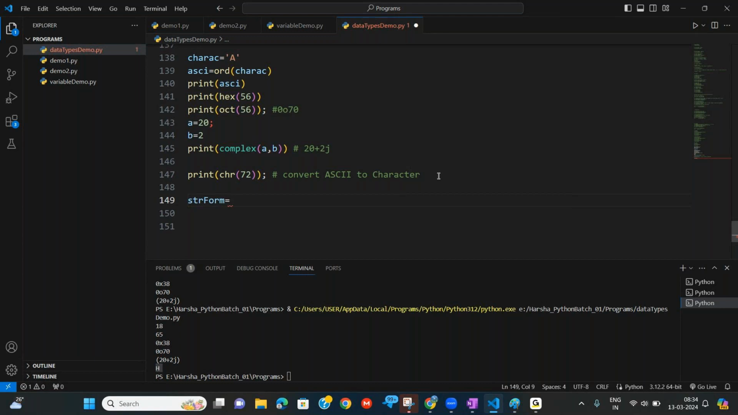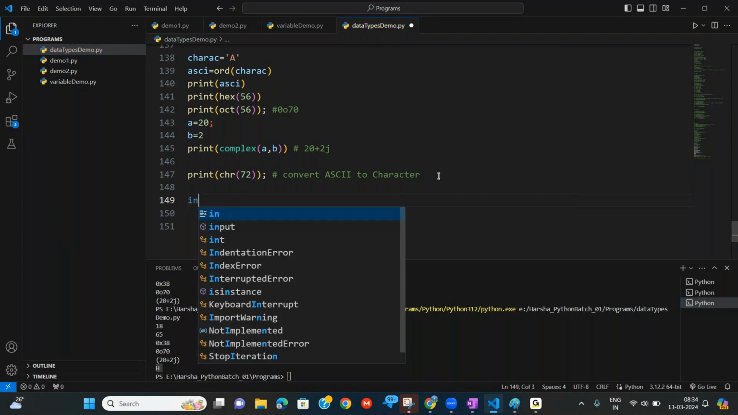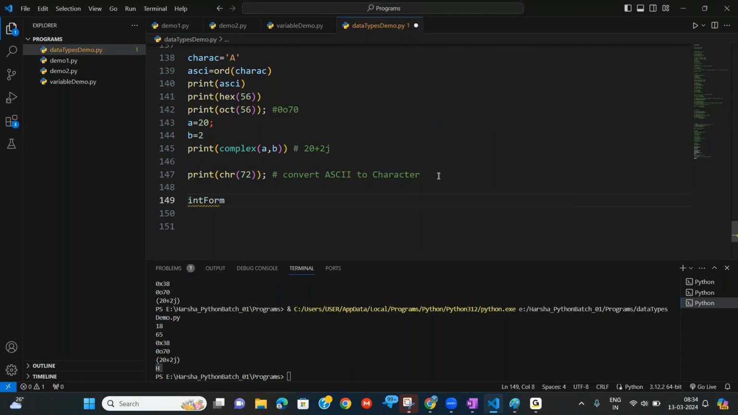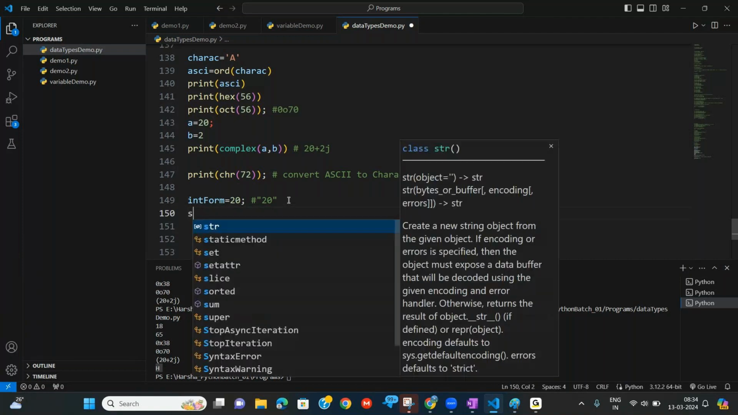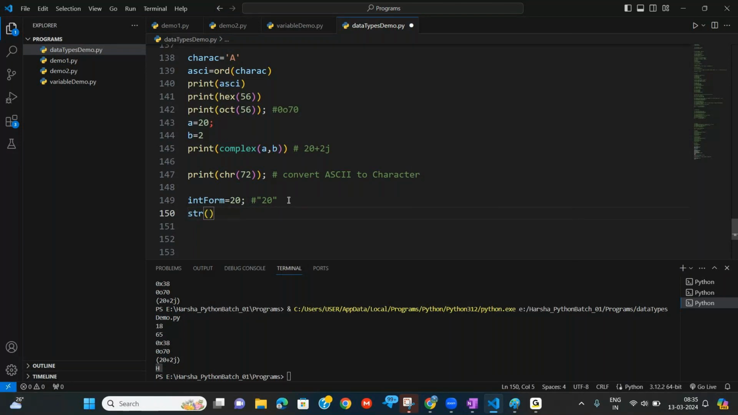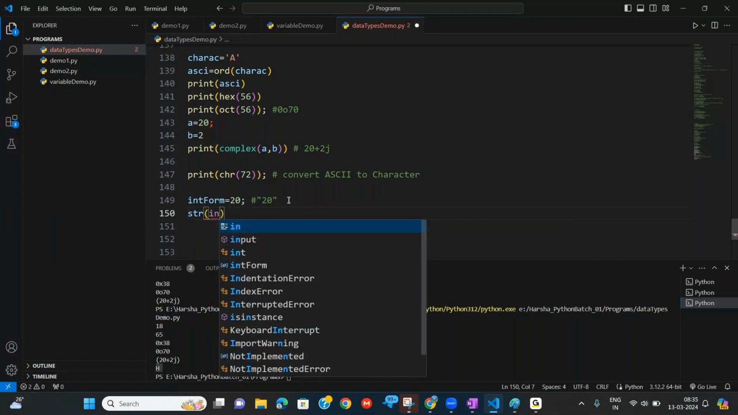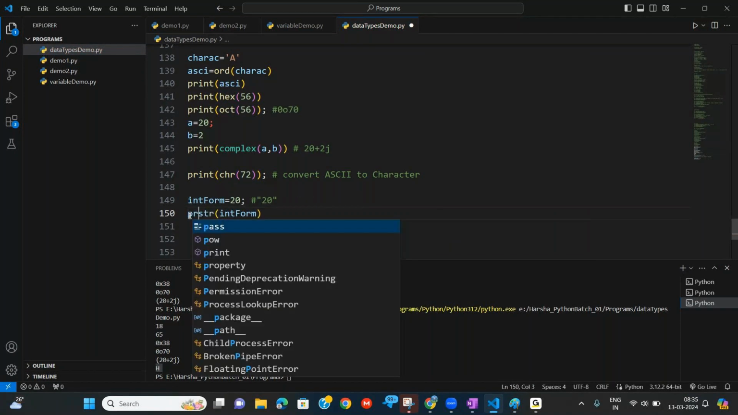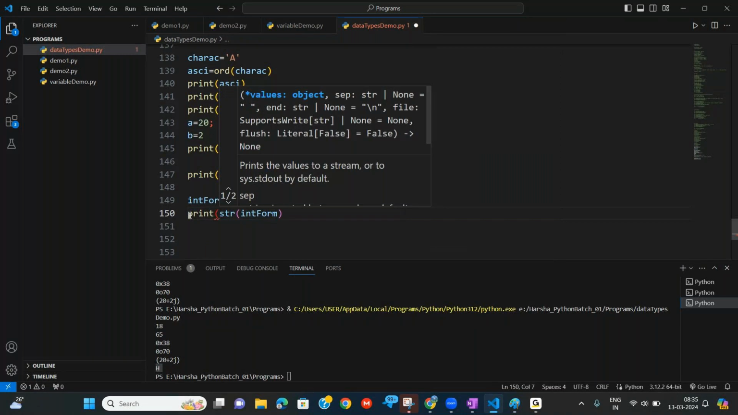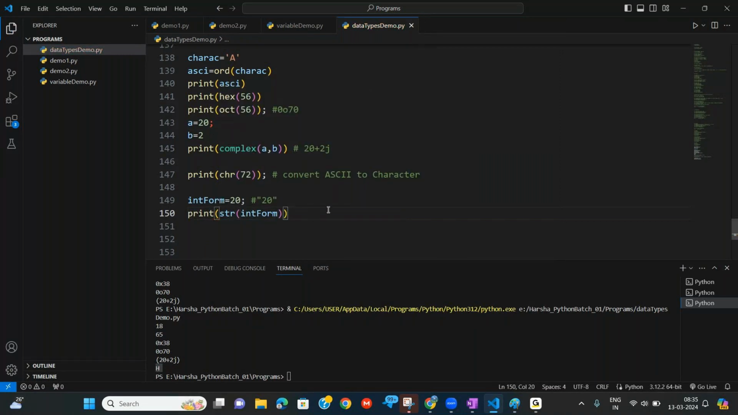So what I need to write is, let's say I have, no, I'm writing integer form. Let's say I'm writing 20. Now, if I'm trying to convert this 20 number into a string format, I need to convert it in this way. Then how can I do it? We have a method called str, and here I need to pass this inform. And if you try to print this, you will get, I think, that as an output.